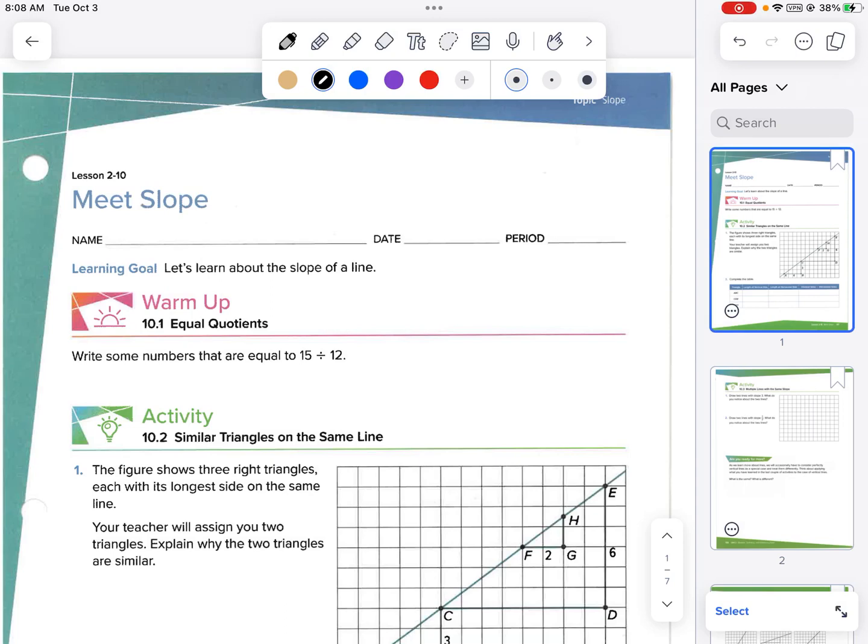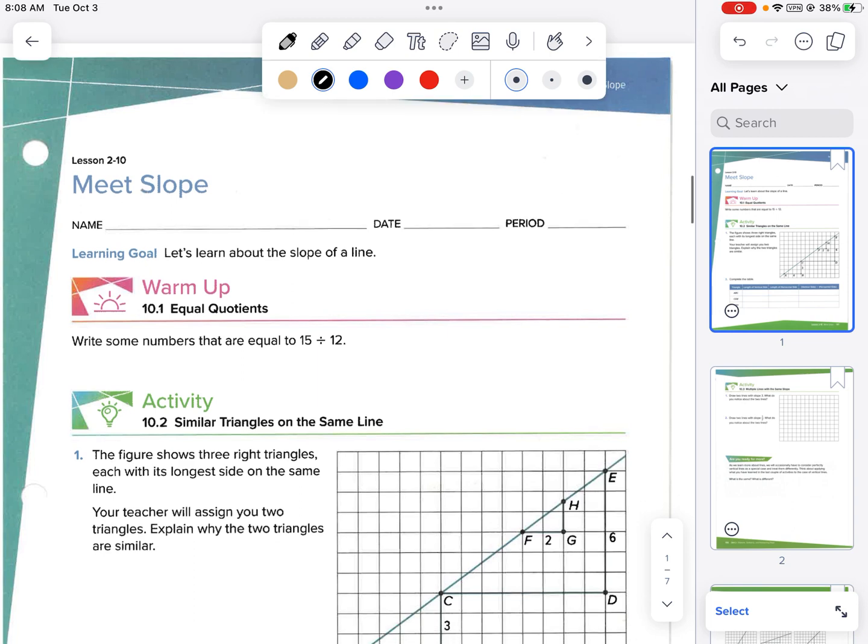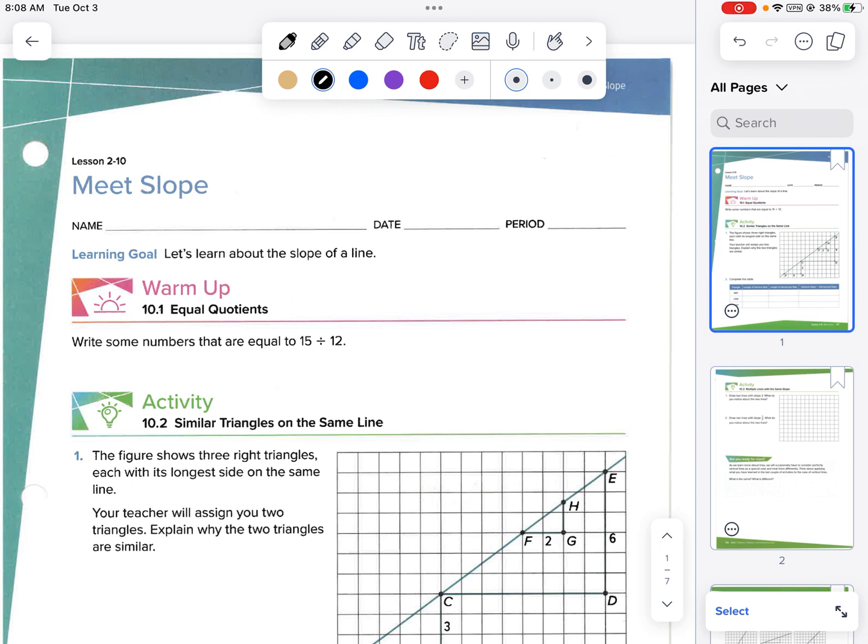All right, today we're going to be introducing a new concept. It's called slope. So our lesson is called Meet Slope. We're doing lesson 210, and slope is just the steepness of any straight line. So let's write down that definition. So when we're looking at slope, we're determining how fast the line is increasing or decreasing on a grid.